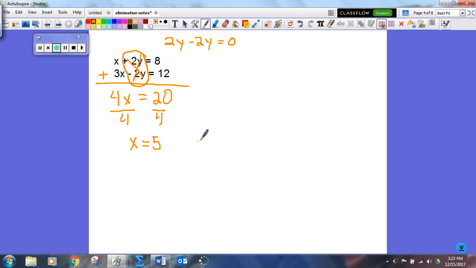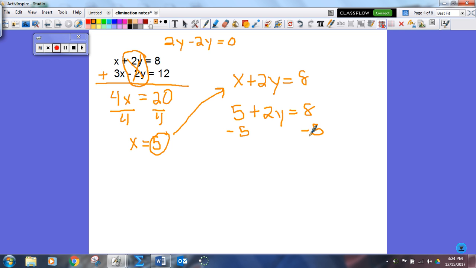I now need to find y. So I pick which one I think is easier. I like the top one better, so I do x plus 2y equals 8. I'm going to substitute the 5 in for x because I'm still looking for a point where they cross. And I get 5 plus 2y equals 8. Subtract 5. 2y equals 3. Divide by 2. y equals 1.5. So the answer is (5, 1.5).